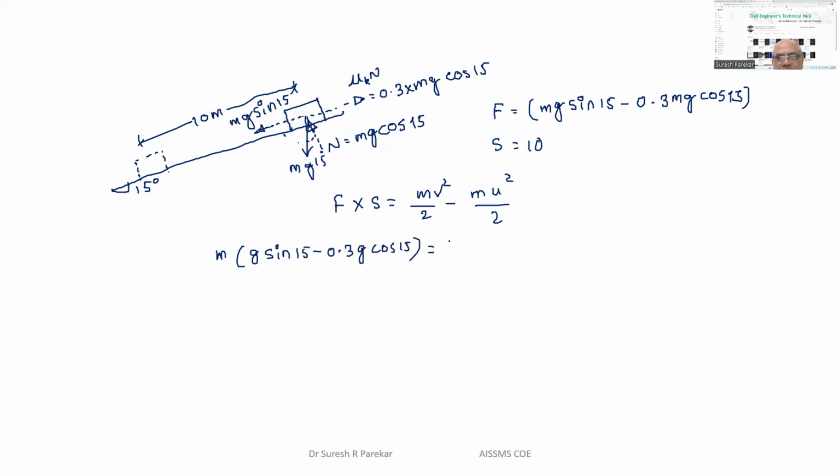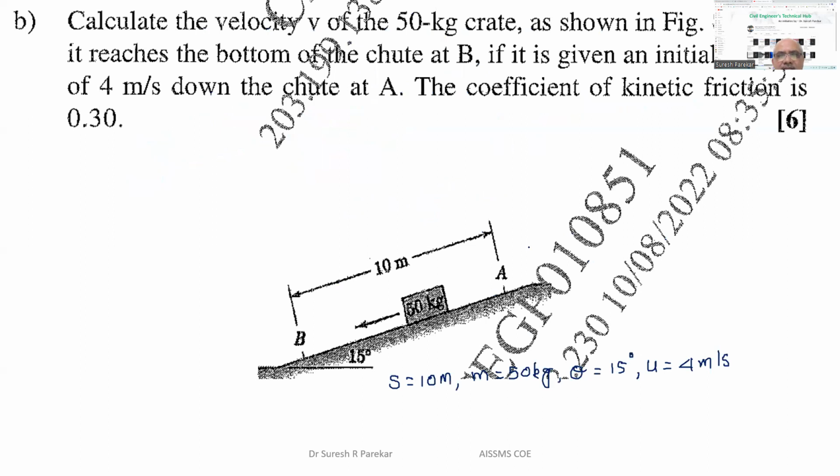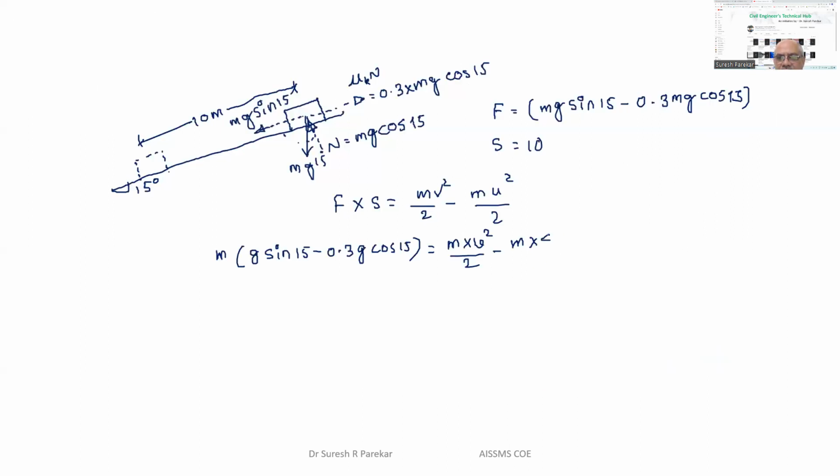And that is equal to M, final velocity we have to find, minus initial velocity, which is given, that is 4 meter per second, squared, so 4 square upon 2. Now M we will cancel from all, and then we will get 9.81 sin 15, you can take common g also, minus 0.3 into 9.81 into cos 15. And then we have minus 0.30.